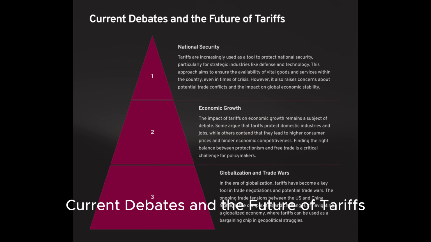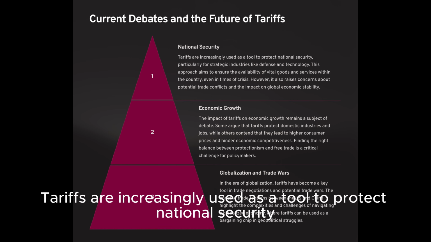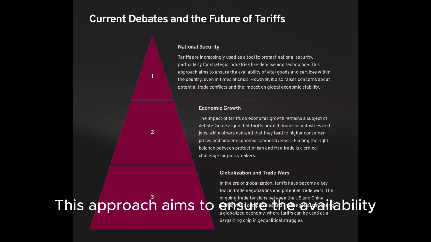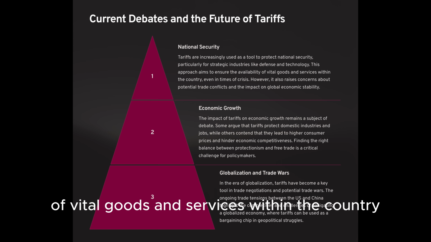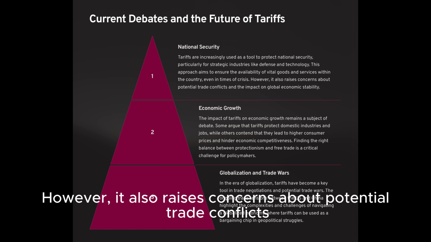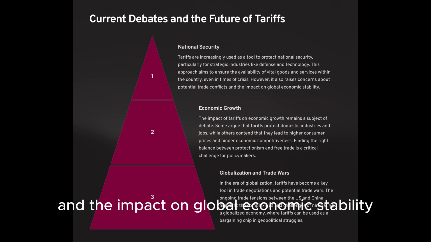Current debates and the future of tariffs. National security. Tariffs are increasingly used as a tool to protect national security, particularly for strategic industries like defense and technology. This approach aims to ensure the availability of vital goods and services within the country, even in times of crisis. However, it also raises concerns about potential trade conflicts and the impact on global economic stability.